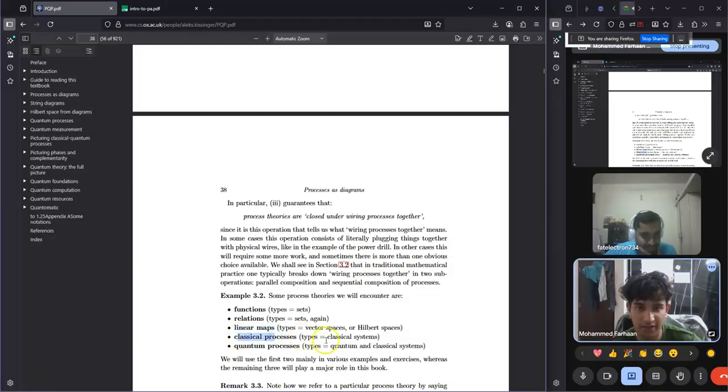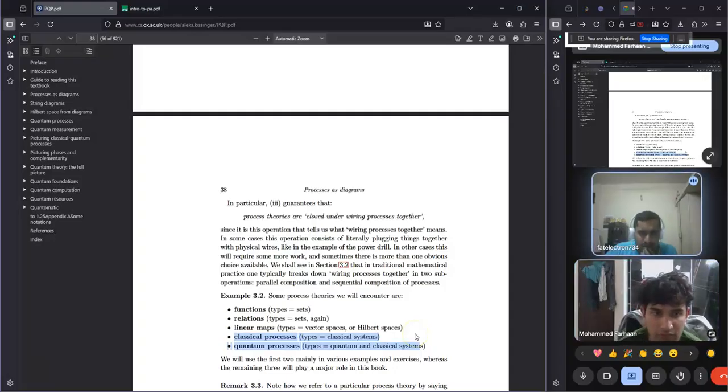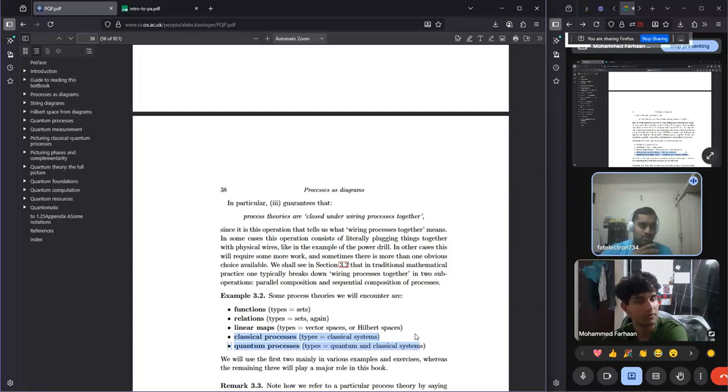Classical processes, types, classical systems, okay. Quantum processes, type quantum and classical systems. Do you have any comments about these two examples? So yeah, some process theories we will encounter. When we look at a classical process, usually whatever you give as input, whatever you get as output, it's always classical. But when it comes to something like quantum processes, you need both. You just can't isolate a quantum input and a quantum output.